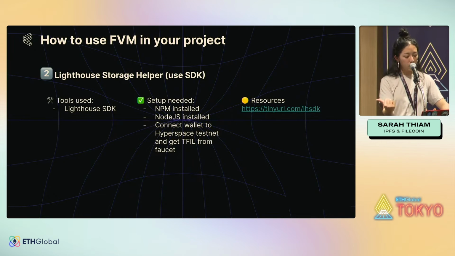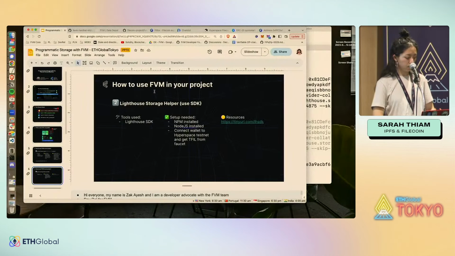Lighthouse is one of our partners and they've built a storage helper on top of FVM. The cool thing about Lighthouse is that they also provide the additional option of access control. They have a really easy to use SDK that also provides encryption for the data that you want to submit. So depending on the project that you're trying to build, if you need access control, you can also use Lighthouse storage. This is also in the cheat sheet, so it would be easy for you to click on.